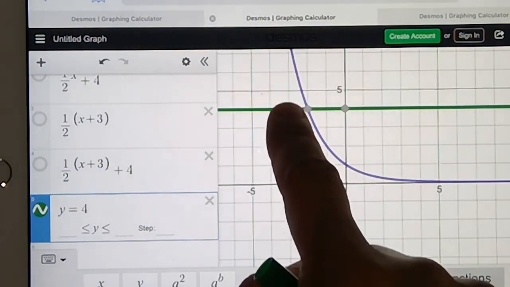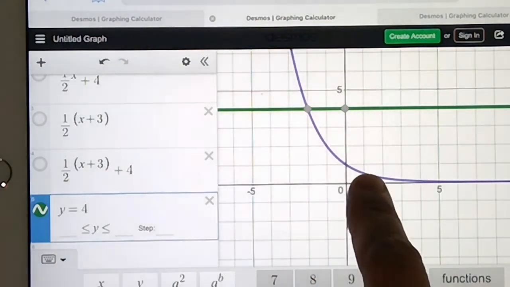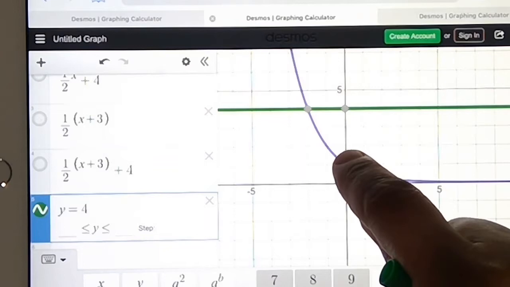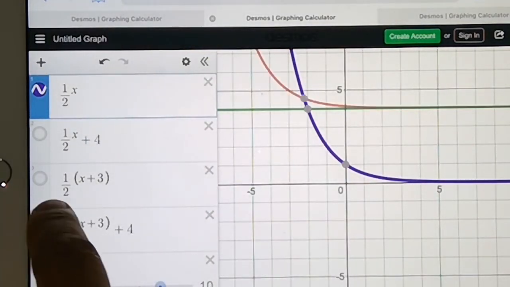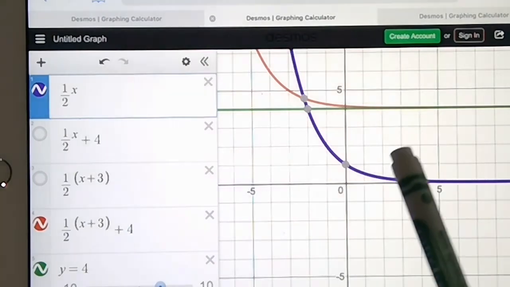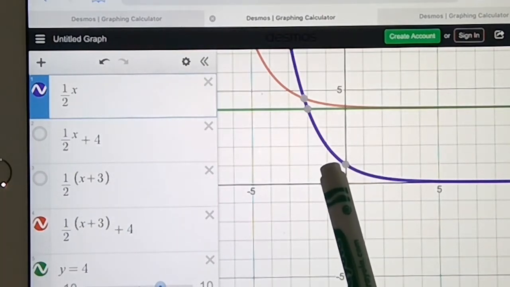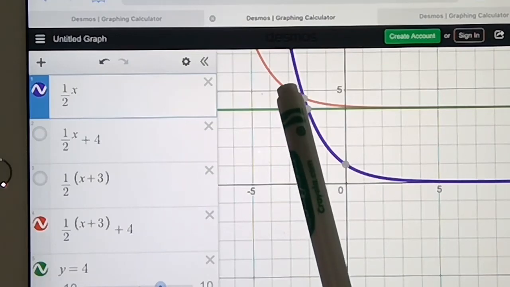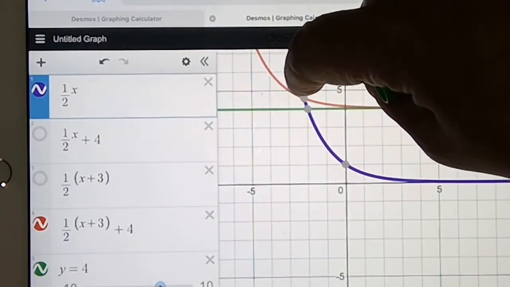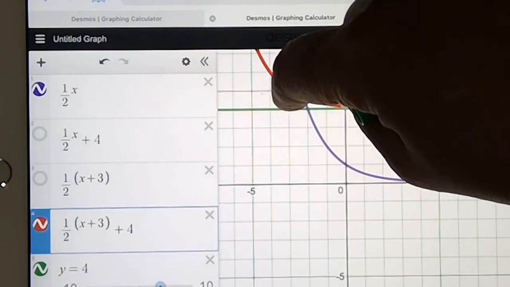It's not -3, 4 because it started at 1. So this graph is actually going to be 1 above that. So it'll look like right there because it took this point, 1, 2, 3, 1, 2, 3, 4. It's actually right there.